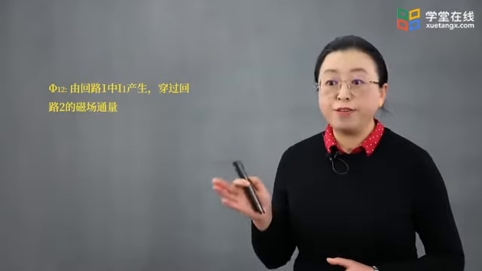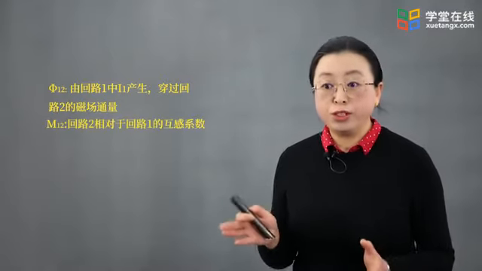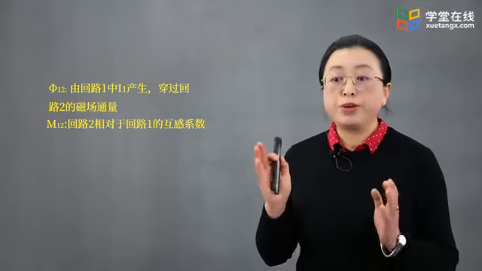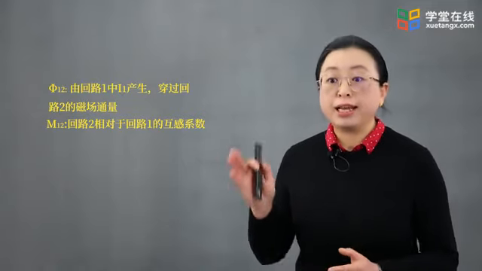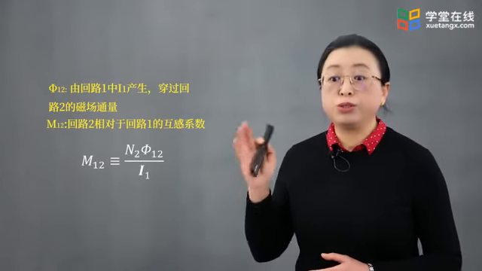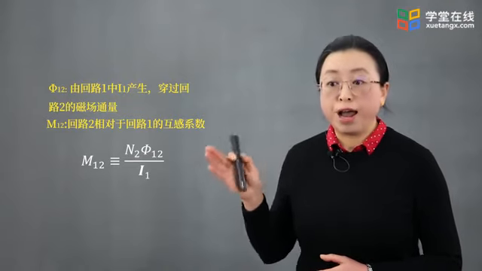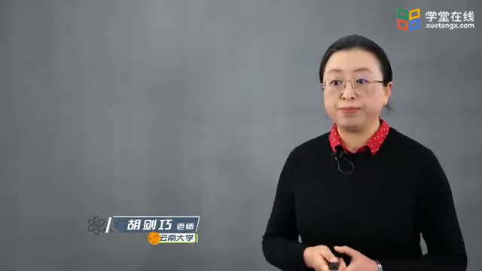Analogous to the self-inductance, the mutual inductance M12 of the circuit 2 with respect to the circuit 1 can be expressed by this equation. M12 equals N2 times phi12 divided by I1. Mutual inductance depends on the geometry of both circuits and also on their orientation with respect to each other.